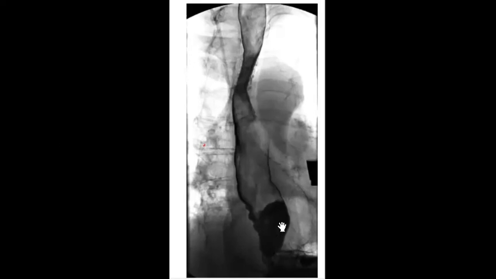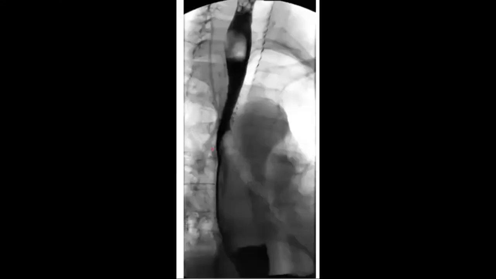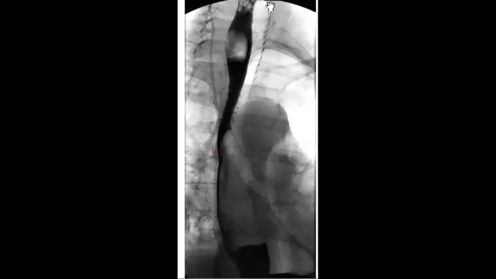Yeah. Perfect. And I think one of you noted that the bronchus is outlined. So this means that there is aspiration. Perfect, nice. Okay.